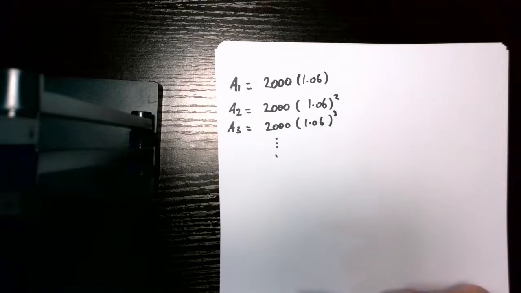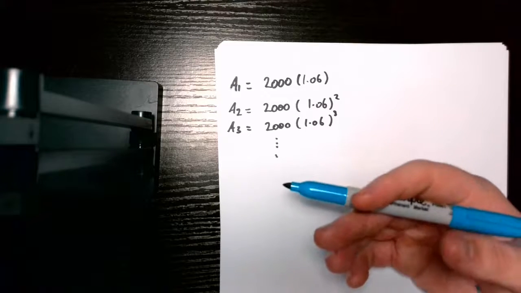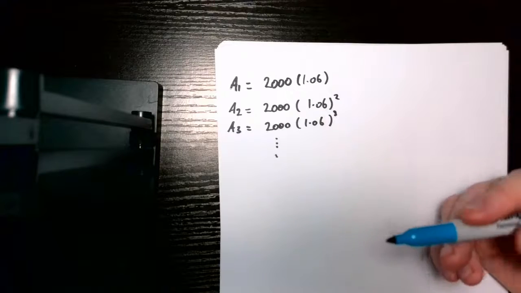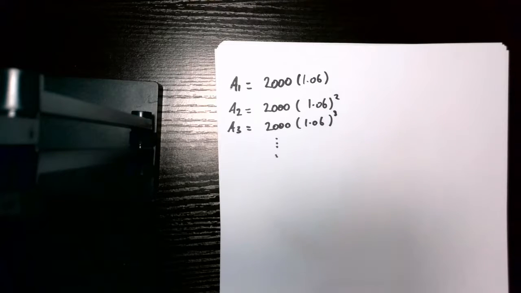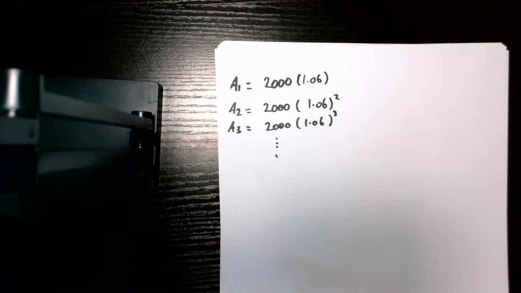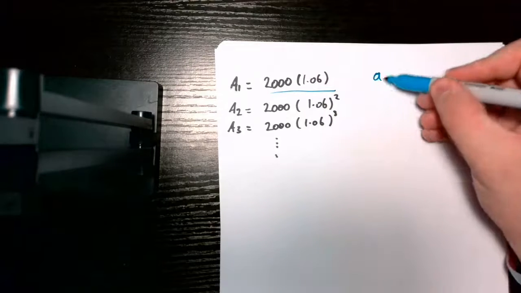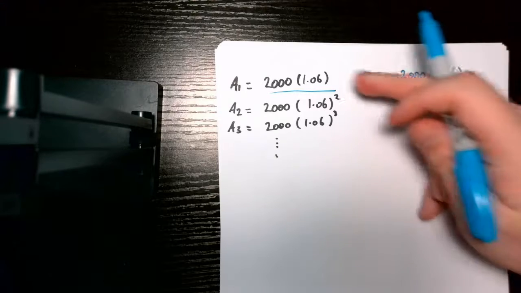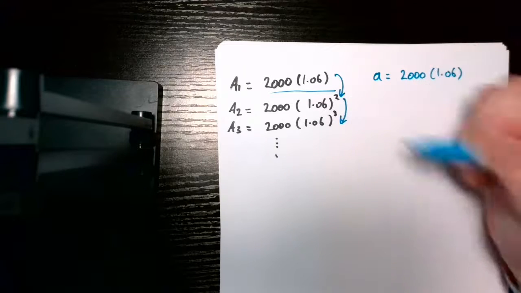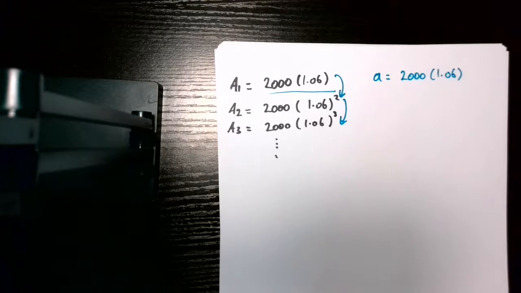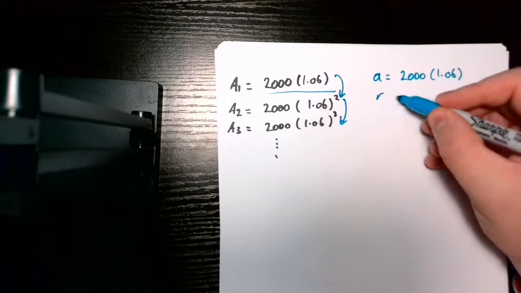Let's just say that I wanted to make a formula for the nth term, the nth year, of this particular sequence. You need to ask yourself whether or not it's going to be geometric or arithmetic. You'll notice here that it's actually a geometric sequence. This here is our first term, so a is equal to 2000 times 1.06. And then to go to each next term, we're multiplying by the same common ratio r. That particular common ratio you can identify here as being 1.06.